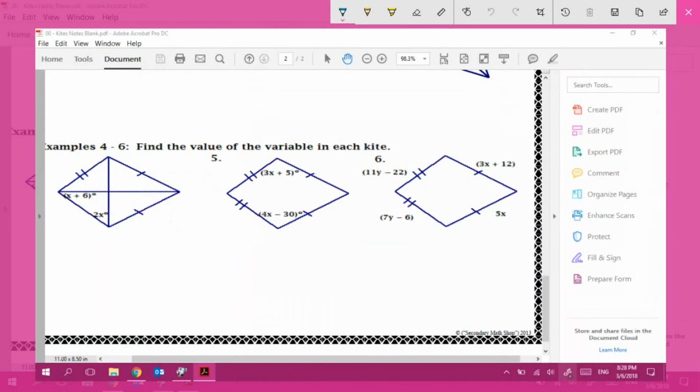All right, moving down to examples 4 through 6. Find the value of the variable in each kite. Oh my gosh, Coach Goo, what the heck? Those aren't numbers. We're gonna do some algebra. Yes. All right, so this time we're gonna use algebra to find these missing angles.